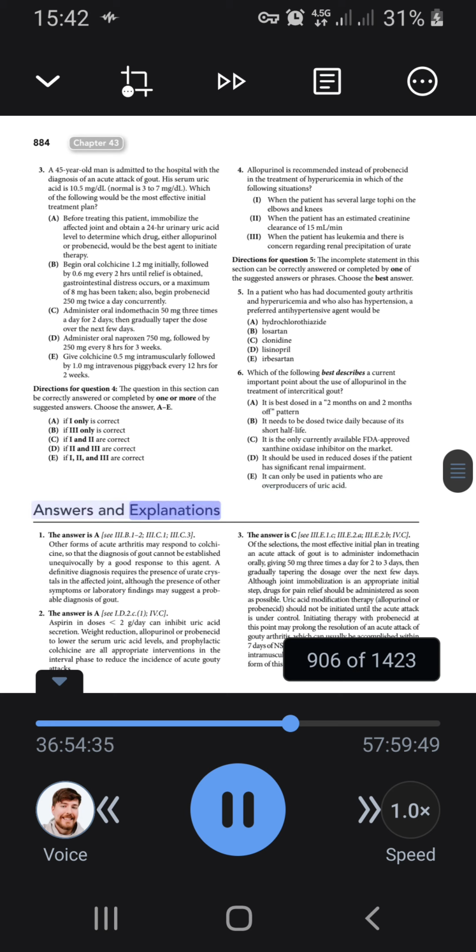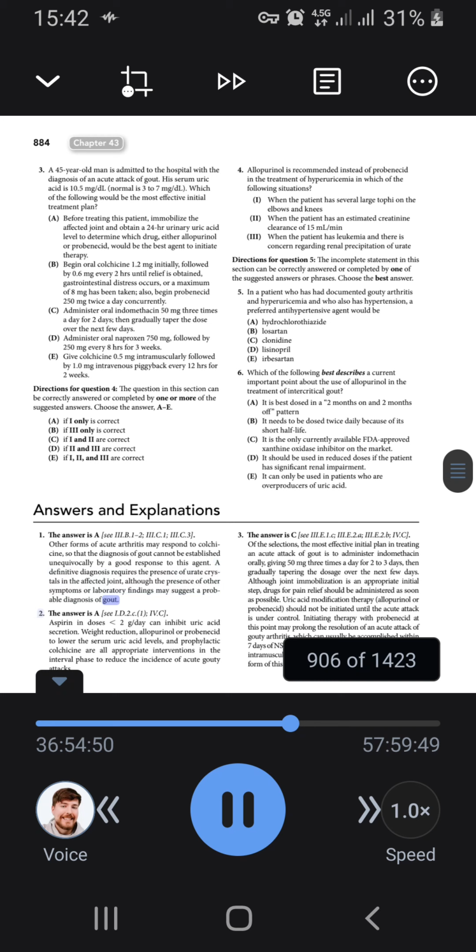Answers and explanations. 1. The answer is A. Other forms of acute arthritis may respond to colchicine, so the diagnosis of gout cannot be established unequivocally by a good response to this agent. A definitive diagnosis requires the presence of urate crystals in the affected joint, although the presence of other symptoms or laboratory findings may suggest a probable diagnosis of gout.